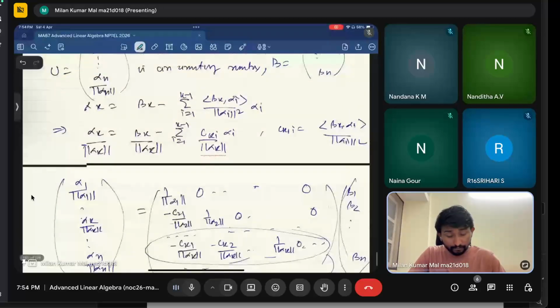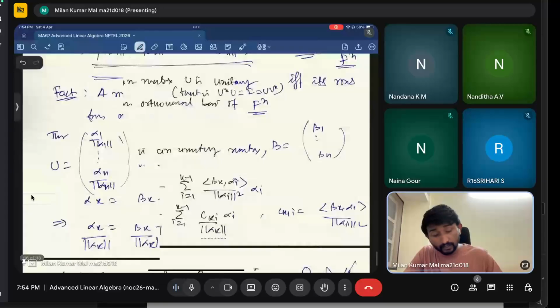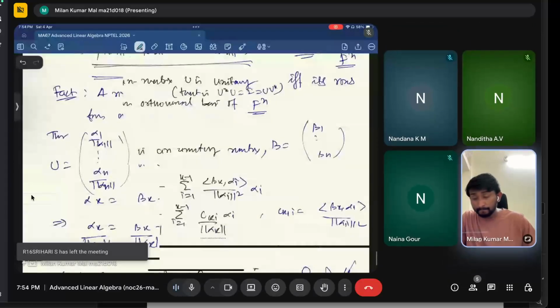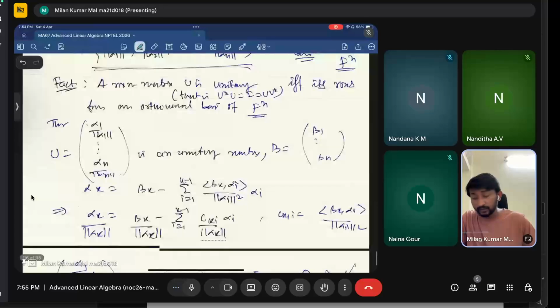Okay. So it's actually alpha 1. Here is the matrix M. Its kj entry can be written as minus 1 by norm of alpha k times c kj, if j is strictly less than k, and is equal to 1 by norm of alpha k if j is equal to k, and 0 if j is greater than k.